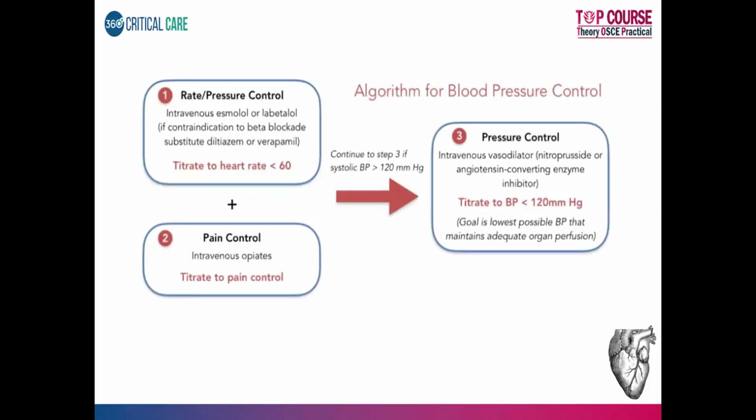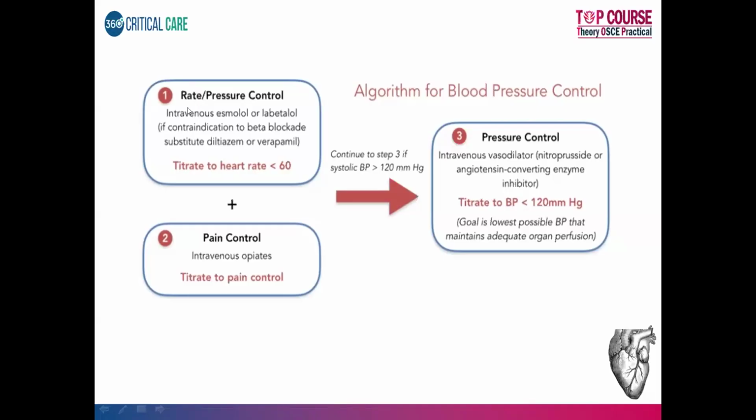Now, this is a very good algorithm for BP control. So, first two important things have to be managed. One is, as I told, the heart rate and the pressure control, which is best achieved by a beta blocker, that is either intravenous esmolol or labetalol. And then titrate the heart rate to less than 60. At the same time, you should also take care of the pain. Okay, so pain control should be adequate. Best to use is intravenous opiates.